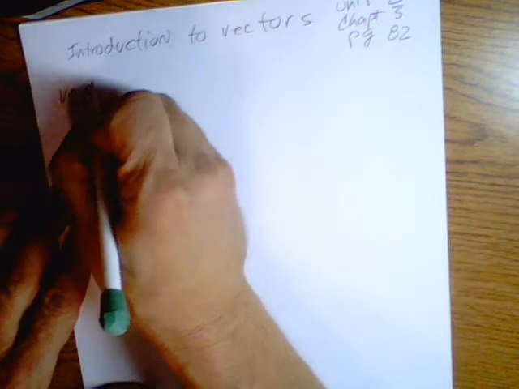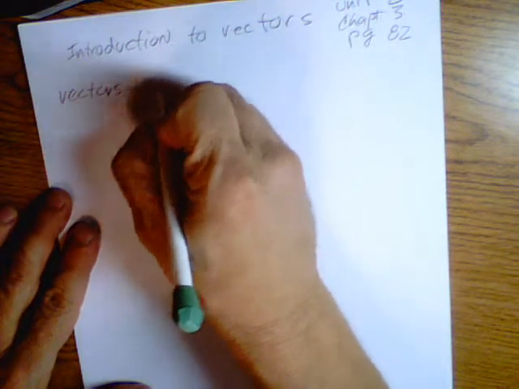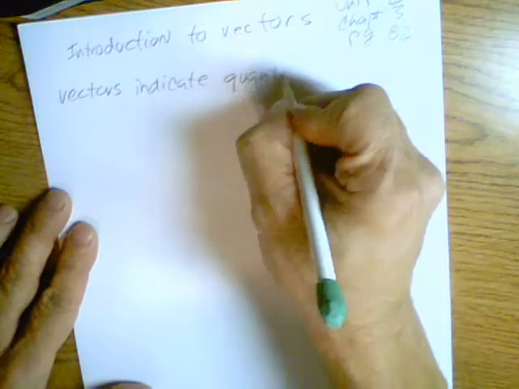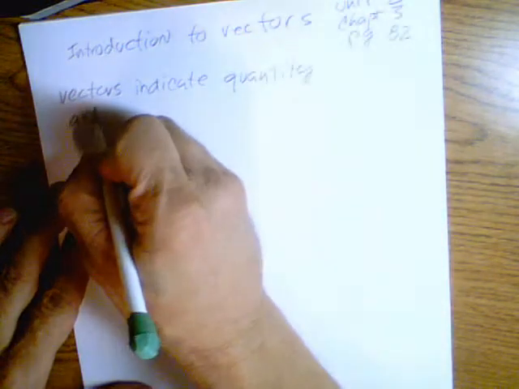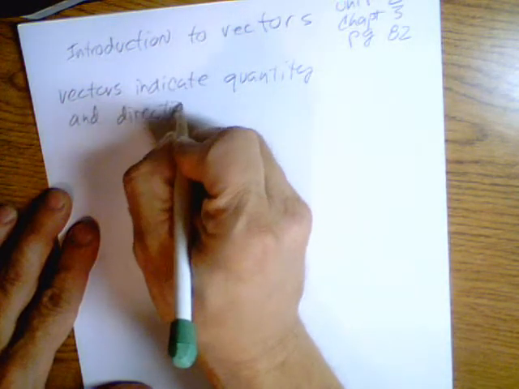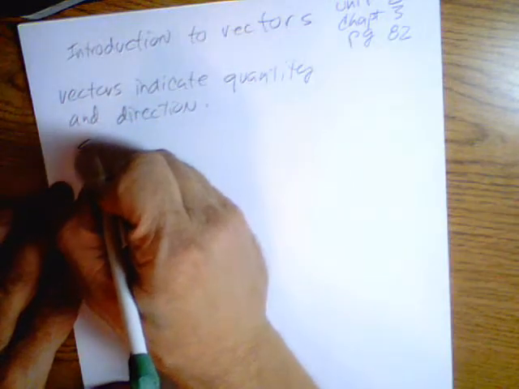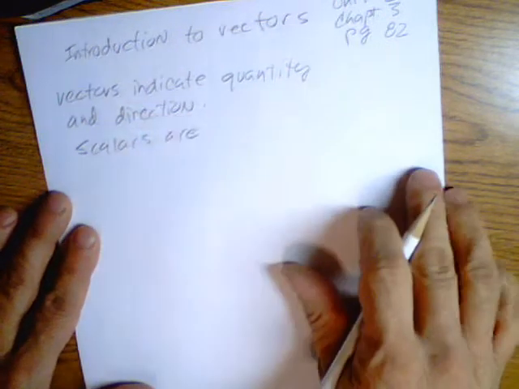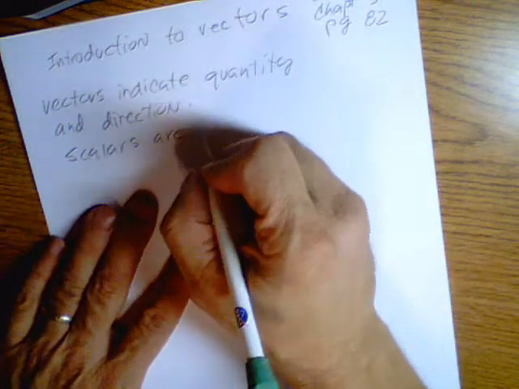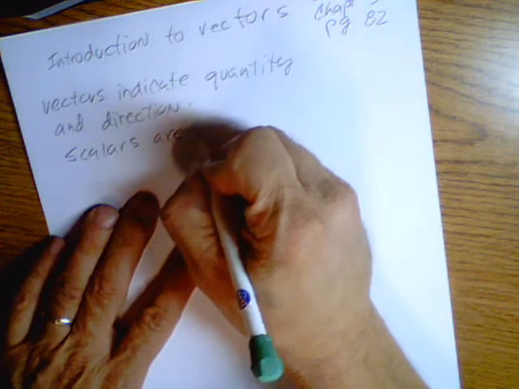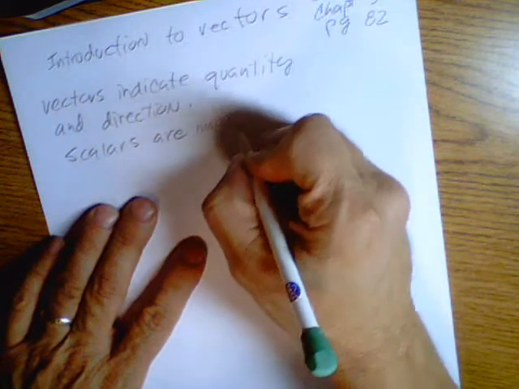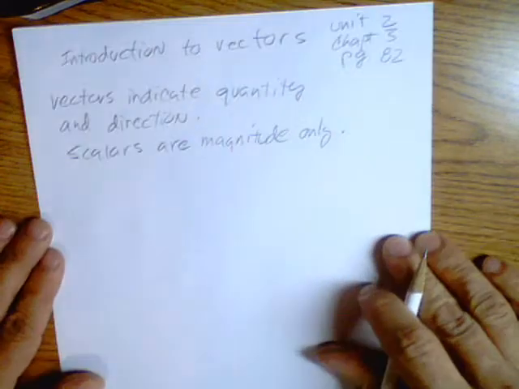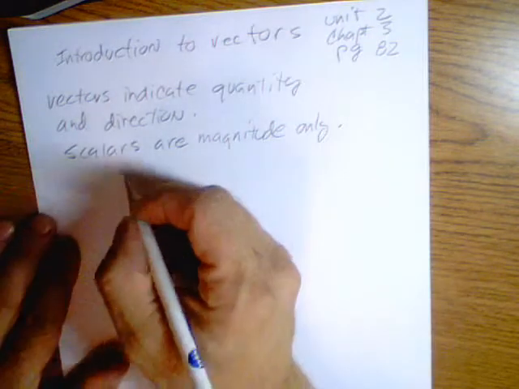All right, vectors indicate quantity and direction. Scalars, on the other hand, only indicate magnitude. Scalars indicate magnitude only.